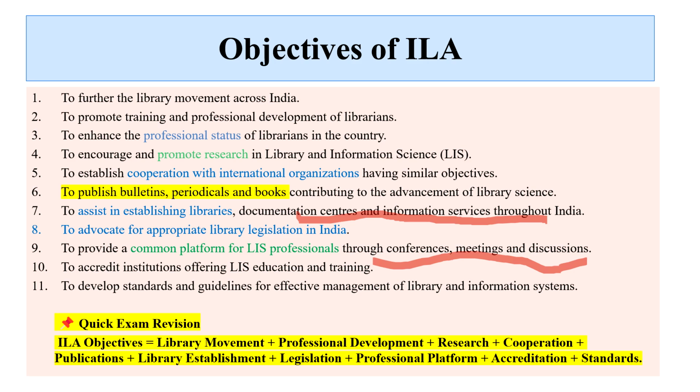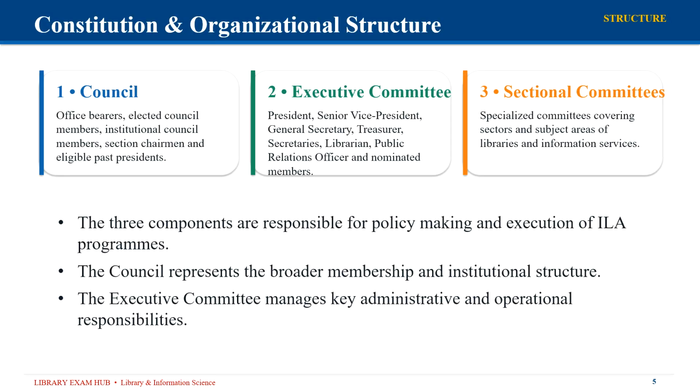To accredit institutions offering LIS education and training, and to develop standards and guidelines for effective management of library and information systems. For quick exam revision, ILA objectives include library movement, professional development, research, cooperation, publication, library establishment, legislation, professional platform, and accreditation and standards. These are the major objectives of ILA.